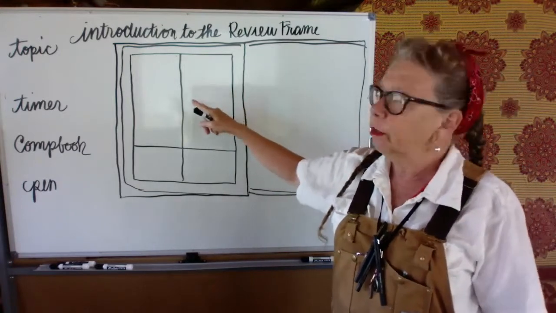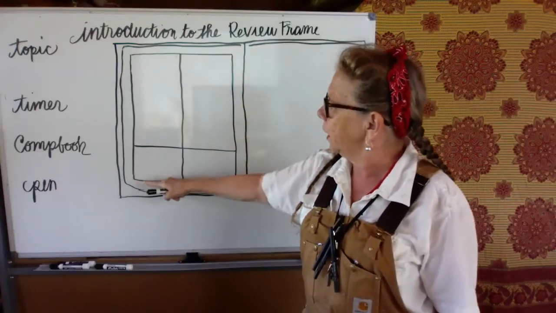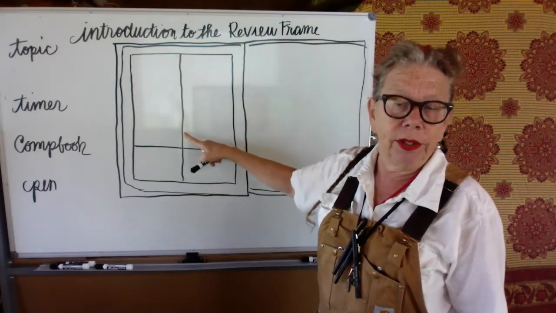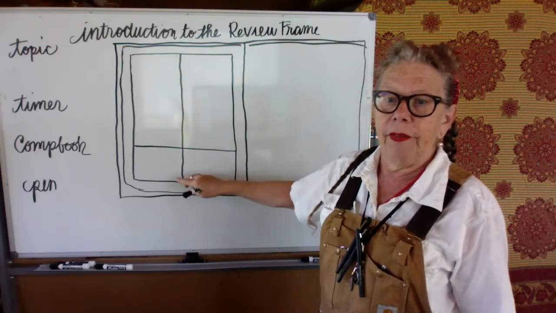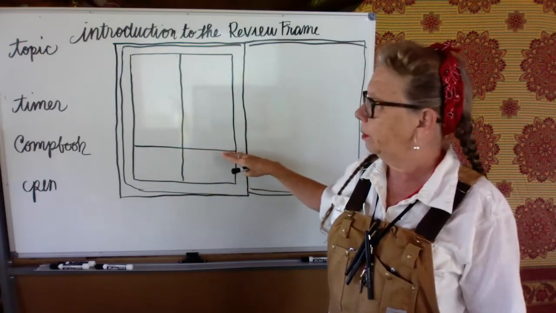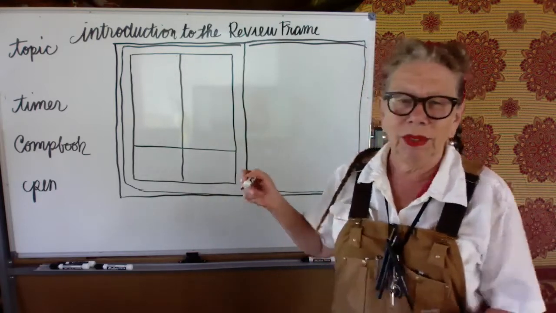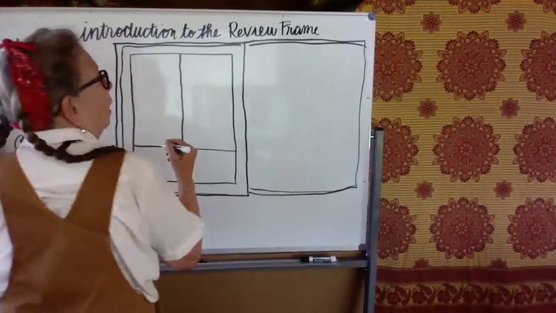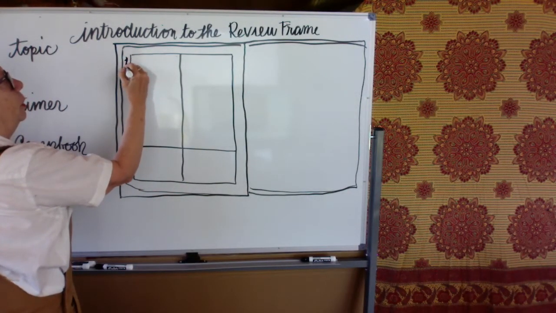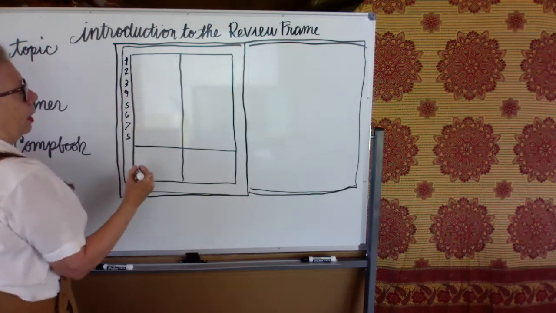And on this side, what I'd like you to do is draw a frame. So you're going to draw a big rectangle and then divide it down the middle here, and then draw a line about 3/4 of a way down. So your frame looks something like that. And then, just to help you, at least in the beginning, go ahead and number from 1 to about 8 on the side here. 1, 2, 3, 4, 5, 6, 7, 8.